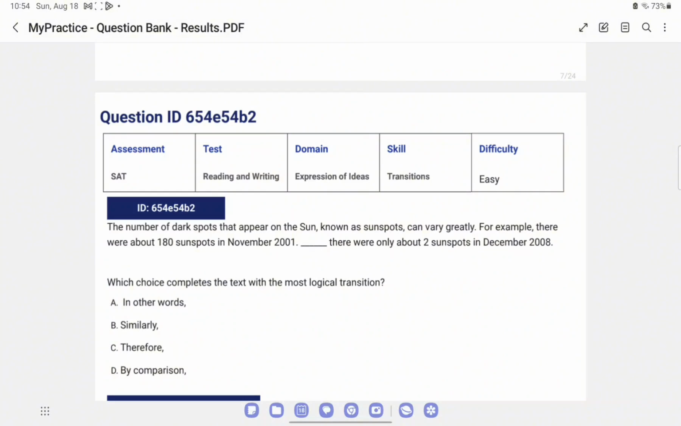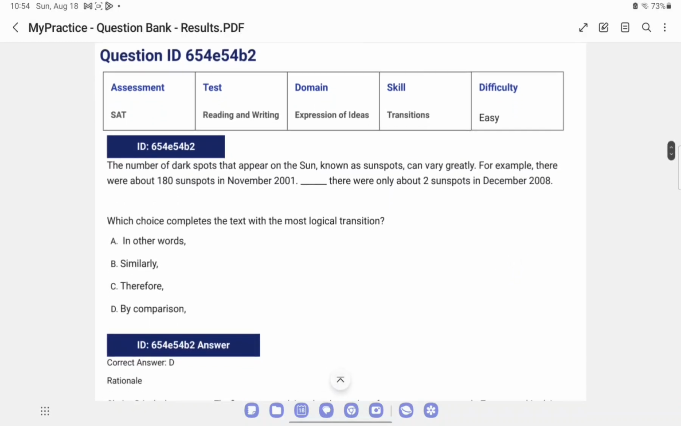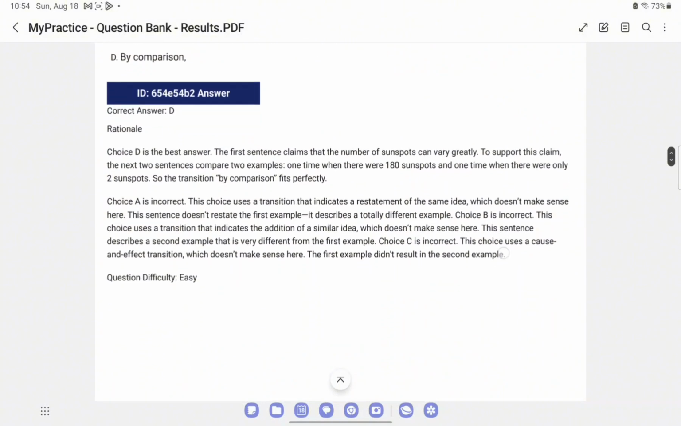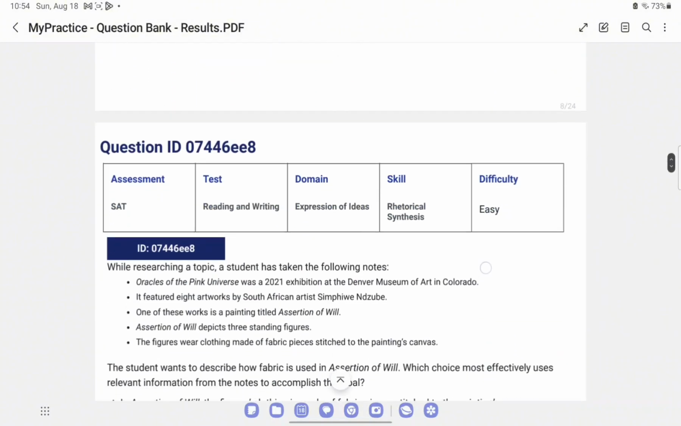The number of dark spots that appear on the sun, known as sunspots, can vary greatly. For example, there were about 180 sunspots in November 2001. Blank, there were only about 2 sunspots in December 2008. By comparison, because it's saying vary again, so change. Yeah, D. Okay.